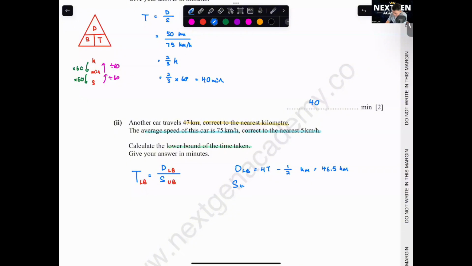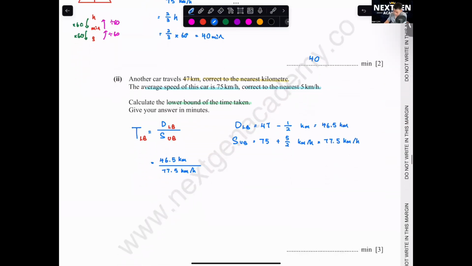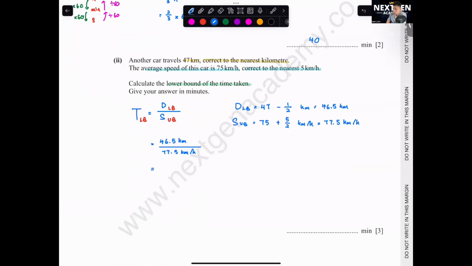Speed, upper bound. Okay, how to find the upper bound? They say correct to the nearest 5 kilometers per hour. So here will become 75. Upper bound means plus 5/2 kilometers per hour, which will get 77.5 kilometers per hour. Okay, we put it into the formula here, so you'll get 46.5 km over 77.5 kilometers per hour. The answer that we will get is in hours.